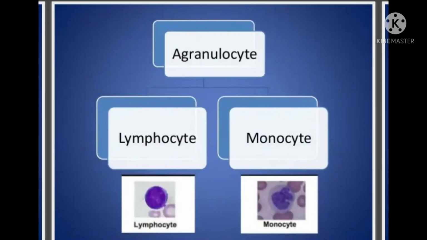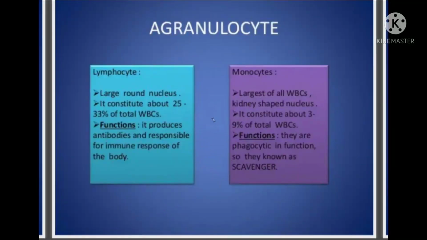There are two types of agranulocytes, lymphocytes and monocytes. Monocytes move like amoeba and attack the foreign material and engulf them. The foreign materials are destroyed inside these cells. They are called scavengers. Lymphocytes secrete antibodies to guard against foreign materials that enter into blood.